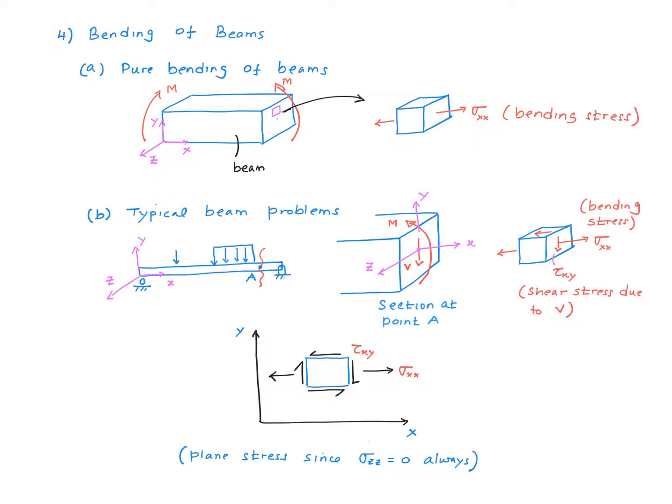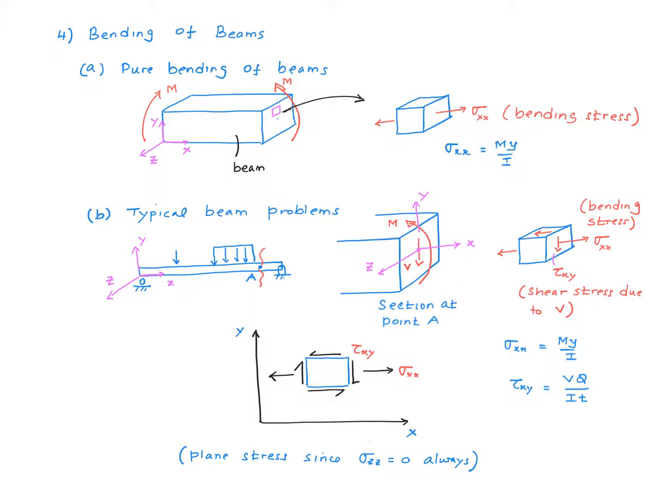Defining an x, y, z coordinate system like shown in this picture, and considering a little differential element on that cross-section with respect to this coordinate system, the only non-zero stress component would be this stress right here, sigma xx. This is the bending stress. Later you will learn that a simple formula like this, called the bending formula, would allow you to calculate a value for sigma xx. There are no other stress components acting on this differential element.